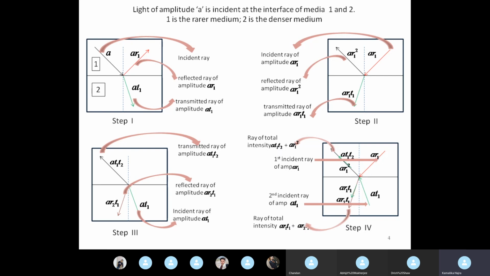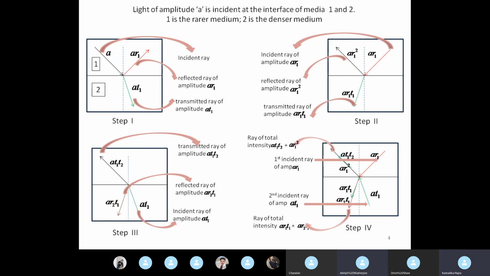If you want, I can explain this fourth picture once more. Do you want me to explain the fourth picture once more, or should I carry on? Yes, ma'am, please repeat it once more.